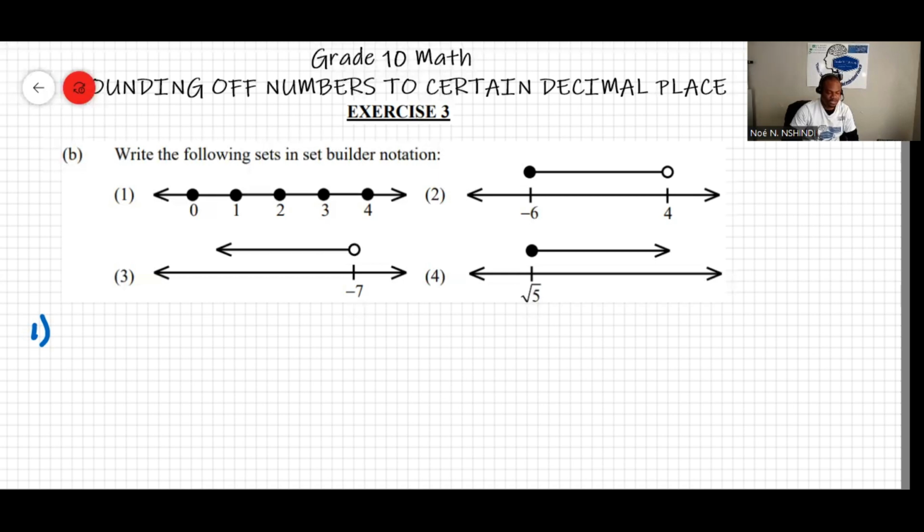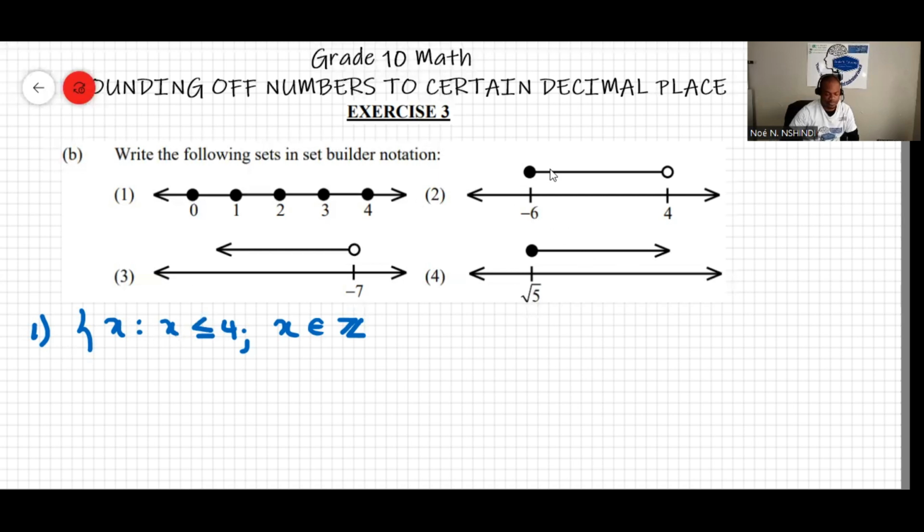This will be like we say that x such that x is lesser than or equal to 4, and x is a whole number or an integer, because of the presence of 0 there. If there were no 0 there, I would have said it was a natural number, but because of that, it can be a whole number or an integer.